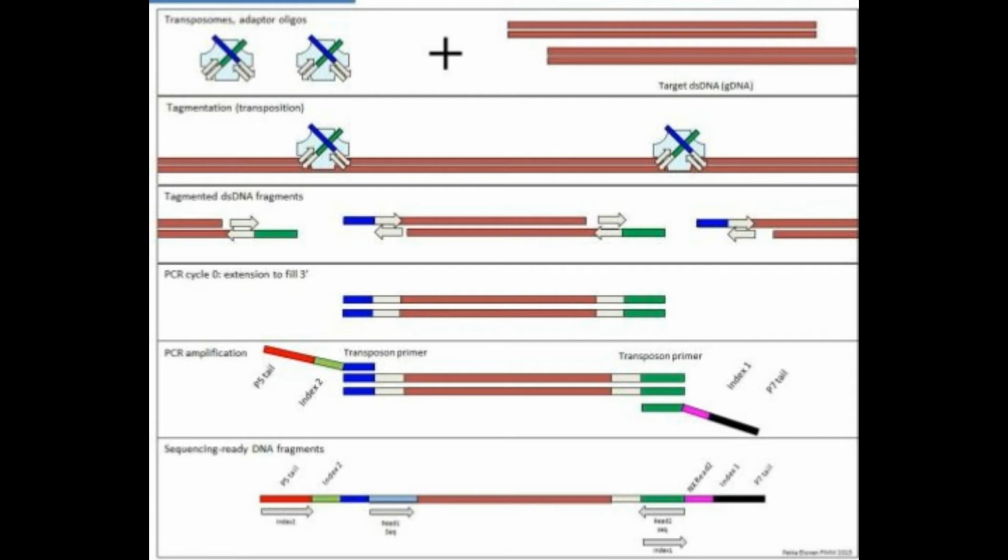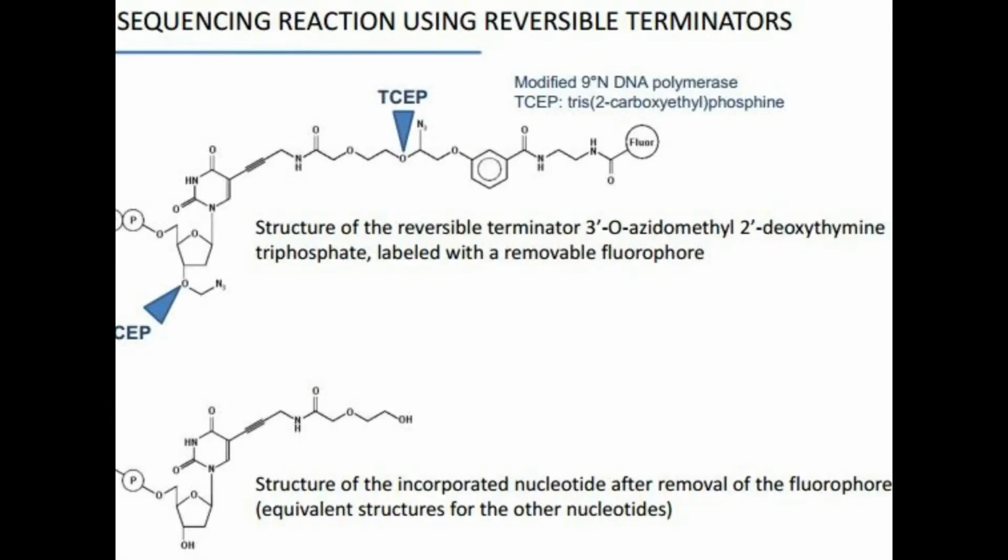Illumina sequencing technology uses clonal array formation and a proprietary reversible terminator technology, which basically includes a normal dNTP with a fluorophore that can be removed with the use of TCEP.